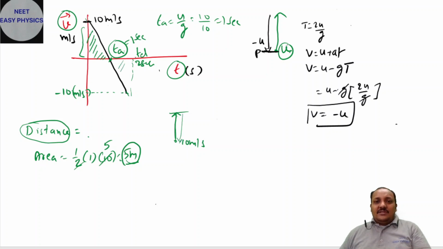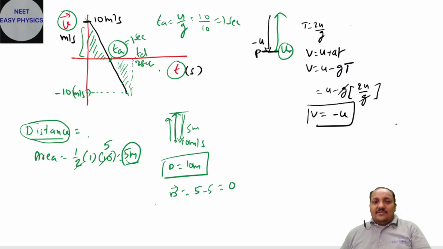Whenever it is coming downwards, the remaining distance, therefore this one also will be the same. If they are asking distance, upwards 5 and downwards also 5, so the total is 10 meters. Distance is 10 meters. If they are asking displacement, 5 minus 5, that is going to be 0. Displacement will be 0 because the final position and initial position are the same, isn't it? So this is how they are going to ask the question.